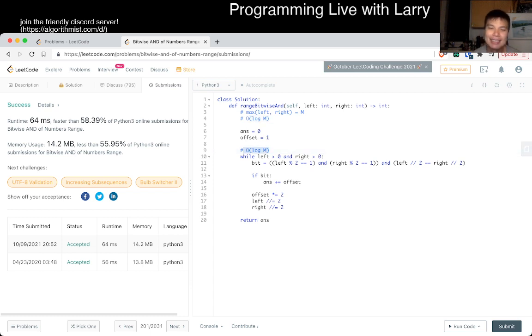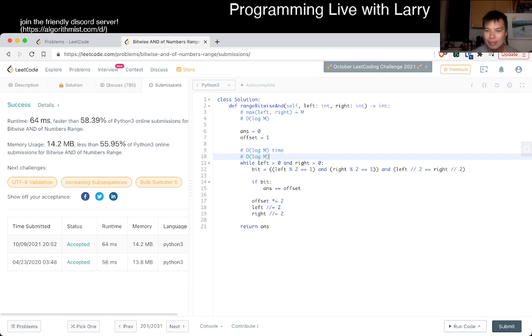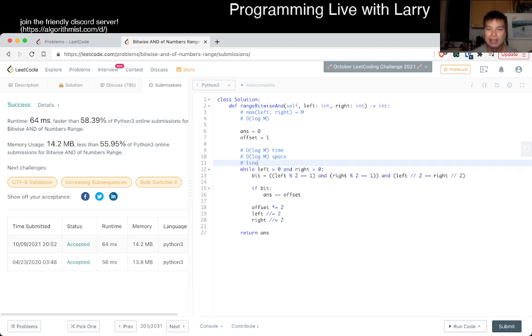In terms of space, these things are always a little bit tricky because it's also log m, right? Oh yeah, it's also log m space, because in the worst case it'll take exactly the input, so this is also going to be linear space. So linear time, linear space.